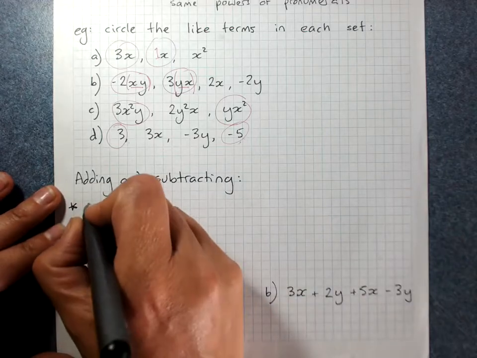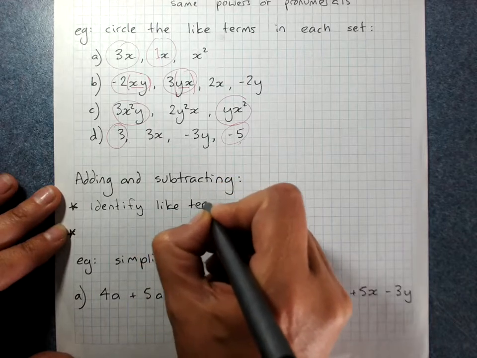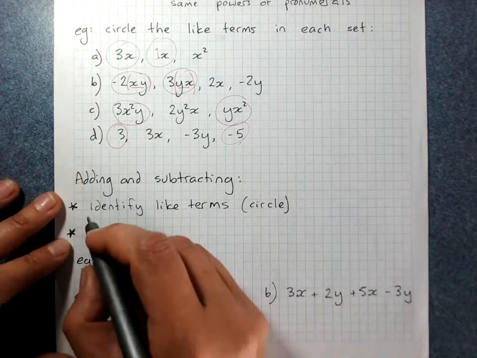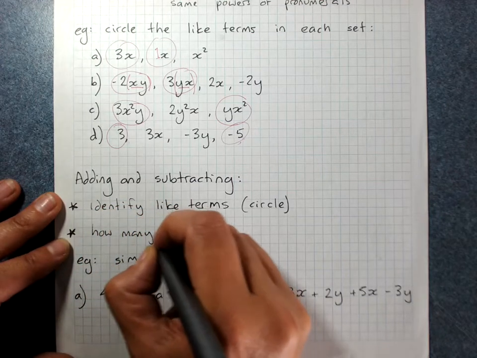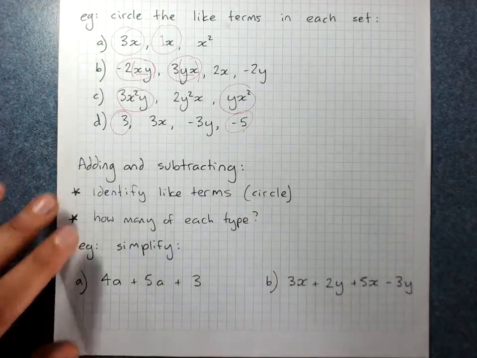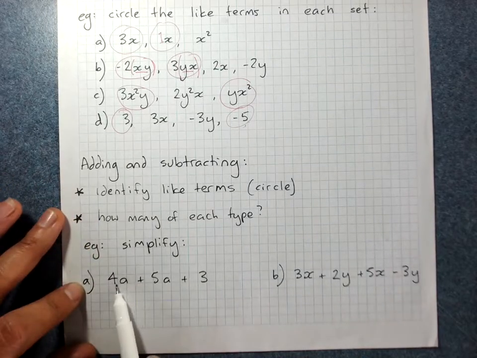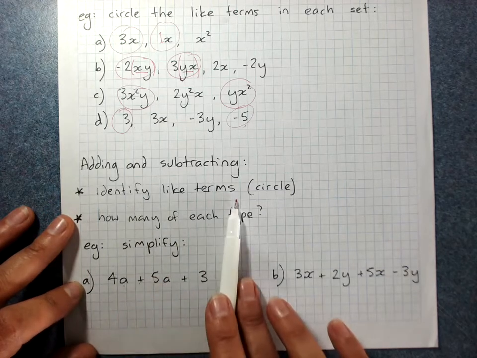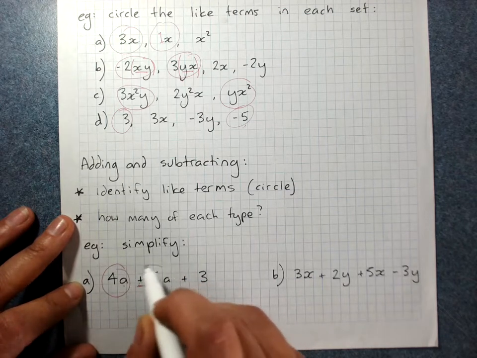Adding and subtracting. First up, identify like terms. I find it helps to circle or underline. And then, how many of each like term do we have all up? And honestly, it helps to circle. I still circle. Simplify 4a plus 5a plus 3. Look for our like terms. a and a. 4a plus 5a.